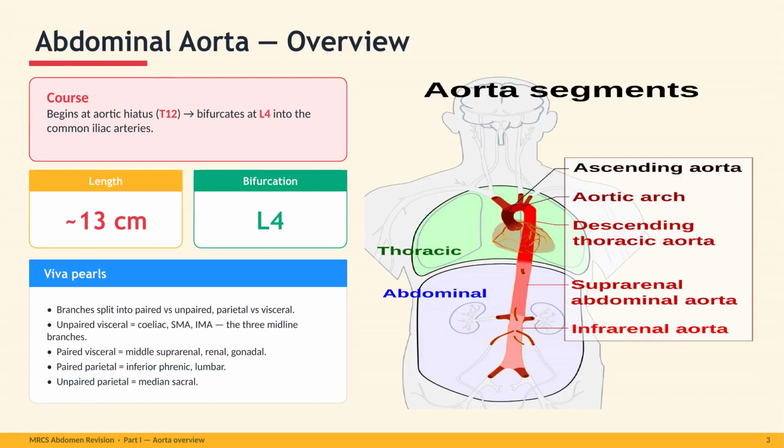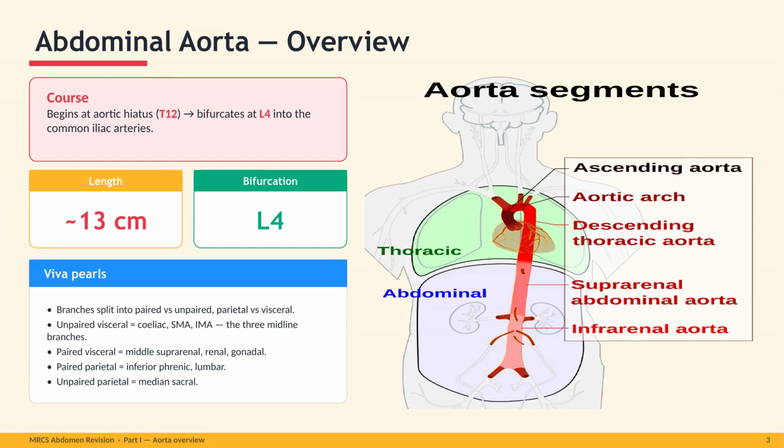Let's go. The abdominal aorta begins as the thoracic aorta pierces the diaphragm at the aortic hiatus at vertebral level T12, and it ends by bifurcating into the 2 common iliac arteries at L4. Roughly 13 centimeters long in an adult.